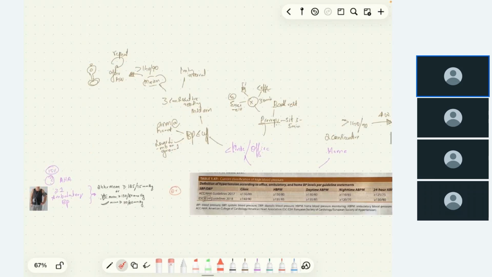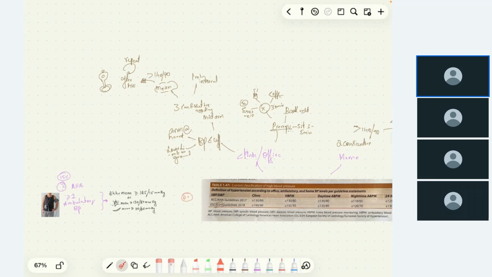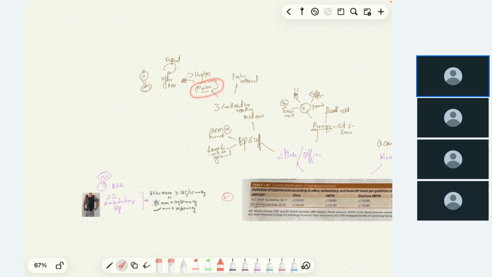First, we tie the cuff at the mid-arm and keep the arm at the level of the heart. During BP measurement, the arm of the patient should be at the level of the heart, and the lower limbs should be touching the ground. Making sure all these things are ticked, we take 3 consecutive BP measurements. Between each measurement, there should be a 1 minute interval. The mean of these 3 measurements is taken as the final reading.